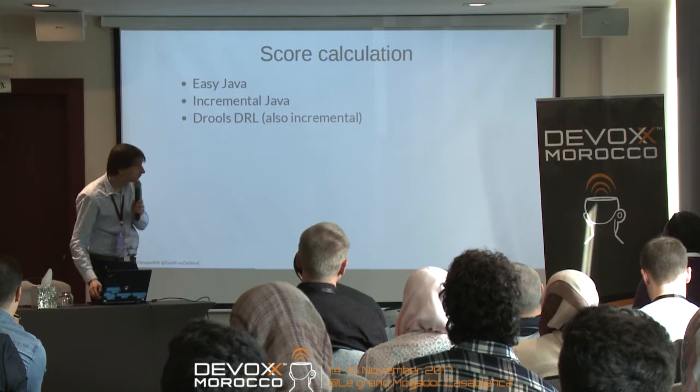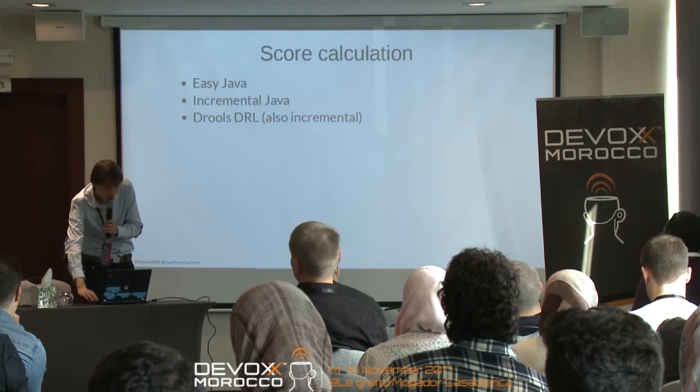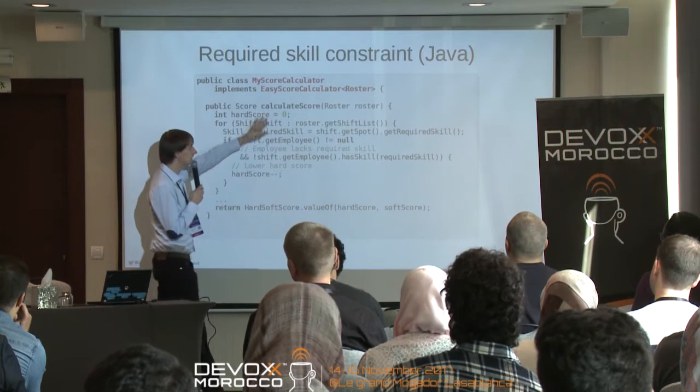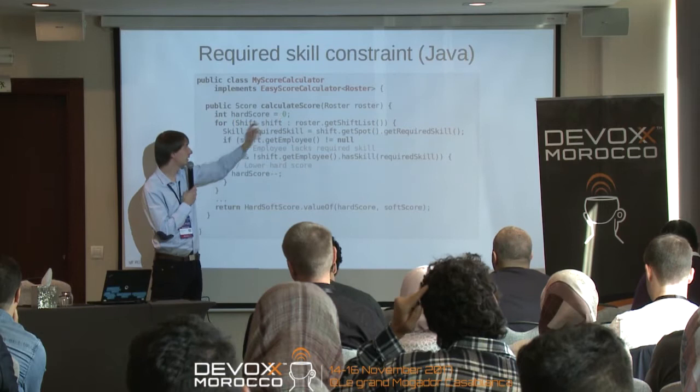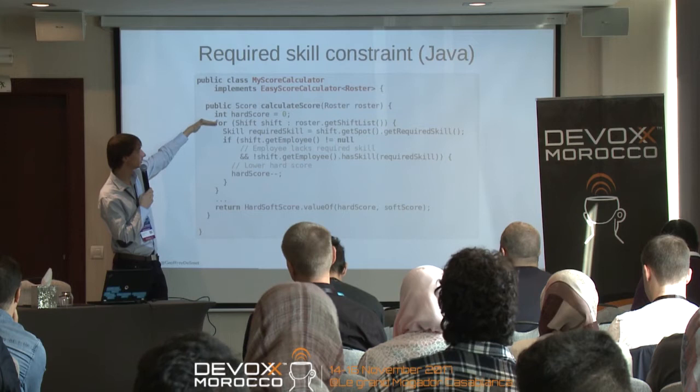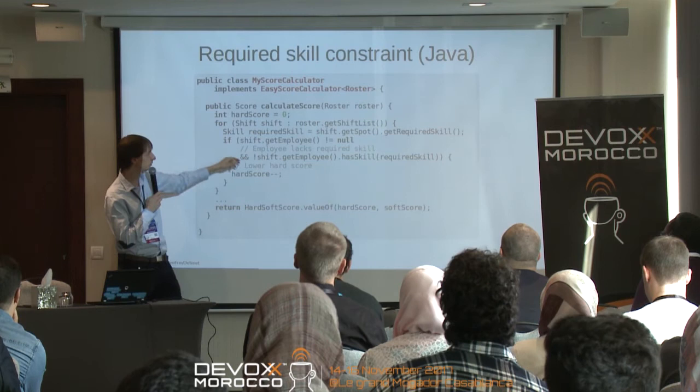You can implement it in Easy Java, or in incremental Java, or in Drools. Let me show you Easy Java first. In Easy Java, you have a calculate score method. And you just say, okay, my hard score, for example, we started at zero. We go through all of our shifts with a for loop. We get the required skill for that shift. So it's based on the spot: shift, get spot, get required skill.